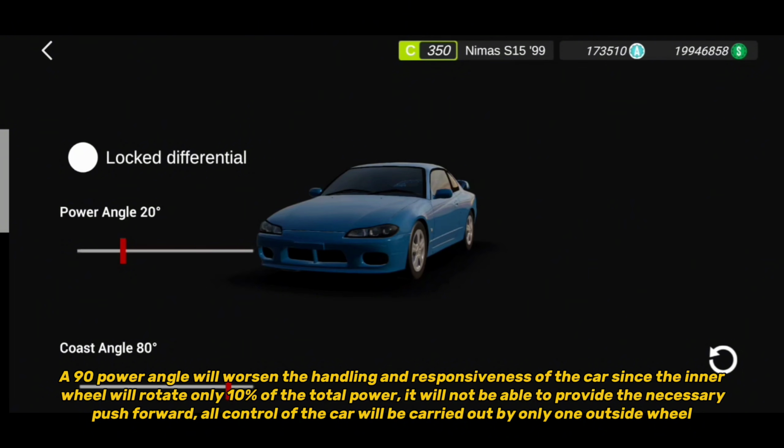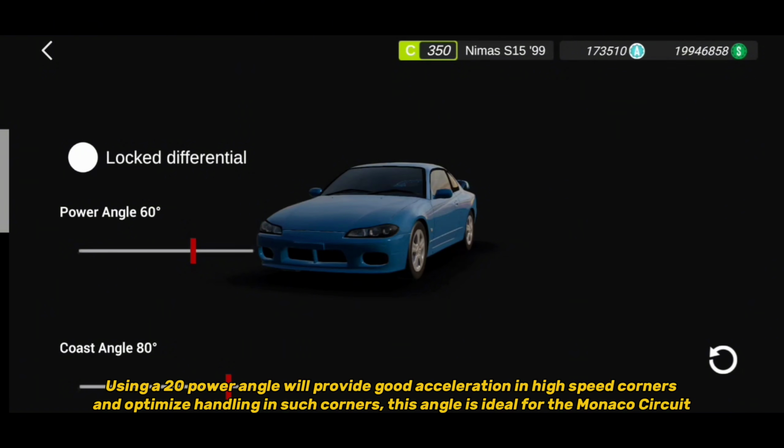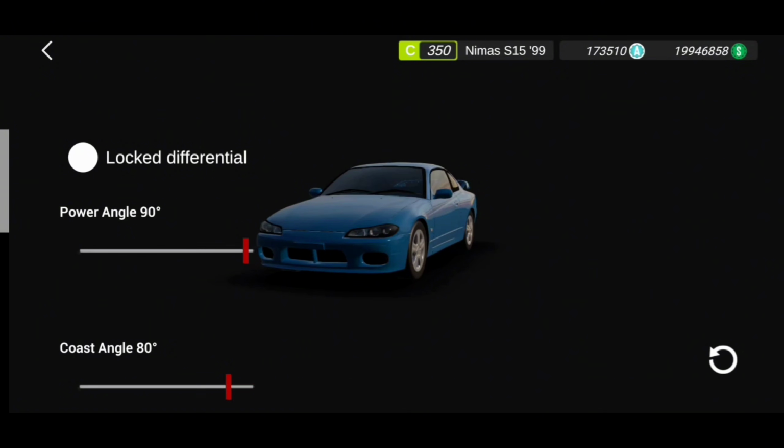Since the inner wheel will rotate only 10% of the total power, it will not be able to provide the necessary push forward. All control of the car will be carried out by only one outside wheel. Using a 20 power angle will provide good acceleration in high-speed corners and optimize handling in such corners. This angle is ideal for the Monaco circuit.